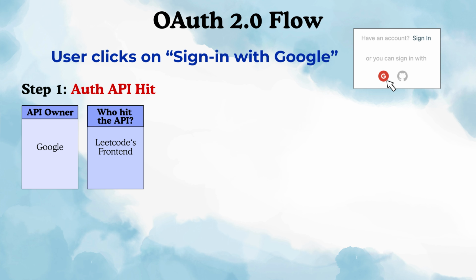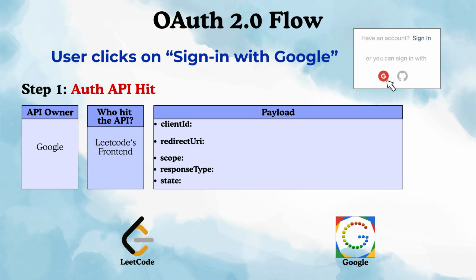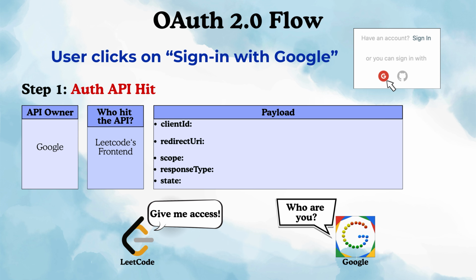Now, what's in this API? In the payload, we have fields named client ID, redirect URI, scope, response type, and state. Okay, these are the fields. Let me explain them one by one. Now see, there is a third-party application LeetCode and it is trying to access some information from Google. Okay, but Google cannot share this information with any random third-party application, right? At least it should know who is trying to access all these details.